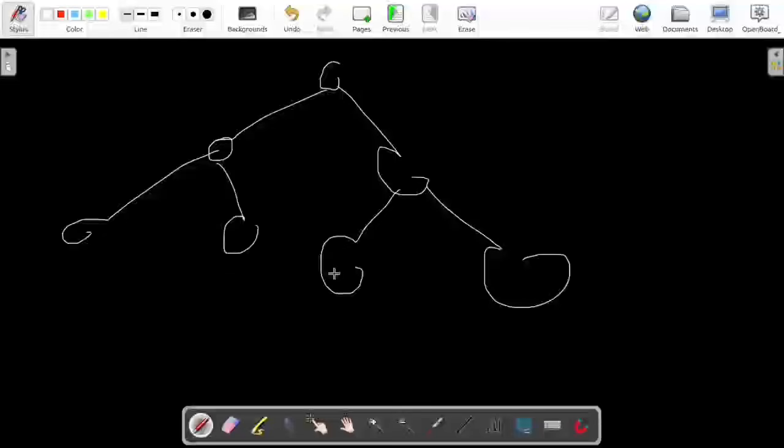This isn't a complete binary tree. Here, if you ignore the leaf nodes, all other nodes have two children. The root node has two children, the intermediate nodes have two children.